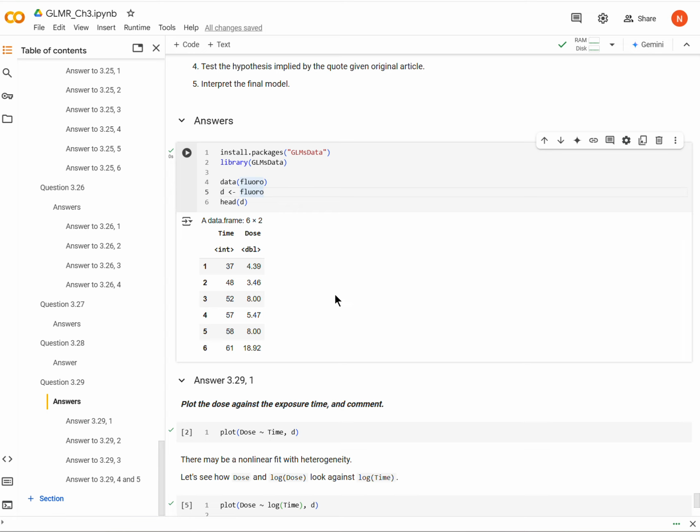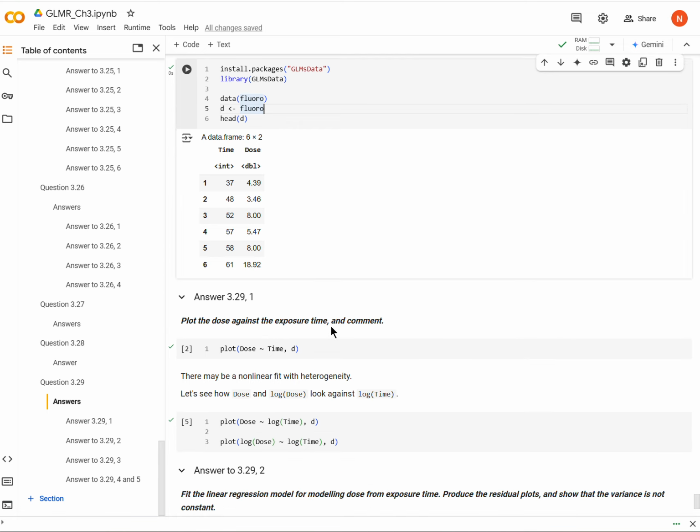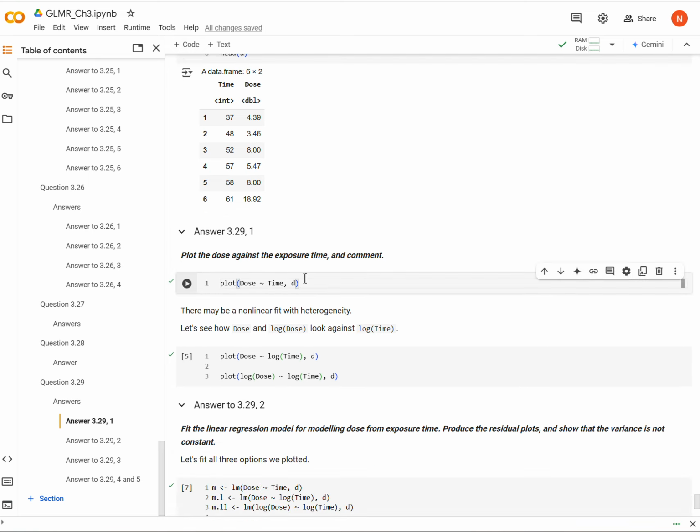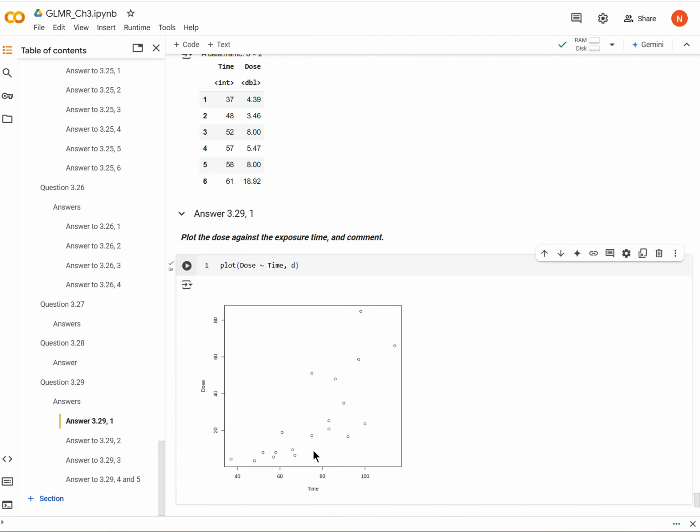Okay, good enough. And so now we are supposed to plot exposure dose against exposure time. Okay, and then comment. So when we do this, I think there's a couple of things. One is there seems to be maybe kind of a curvilinear relationship going on, and there's also some heteroskedasticity here. So before going on, I just want to play with a few transformations here.